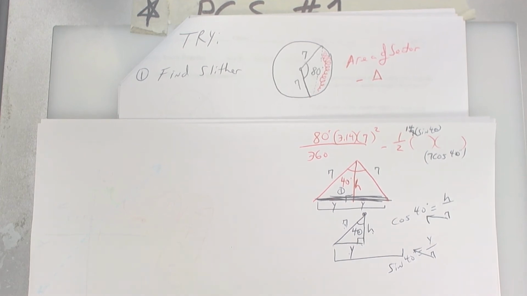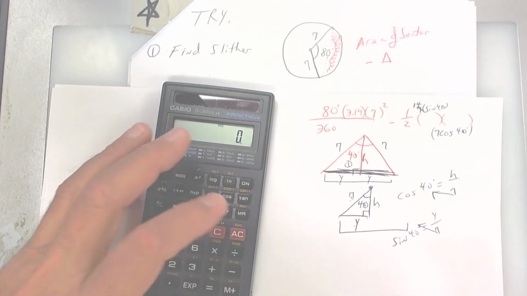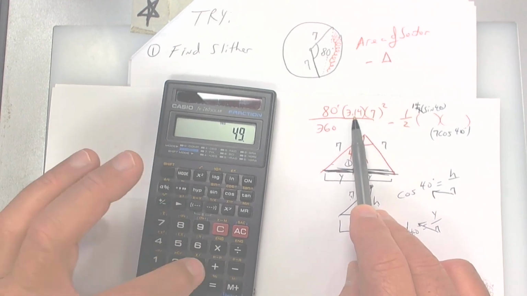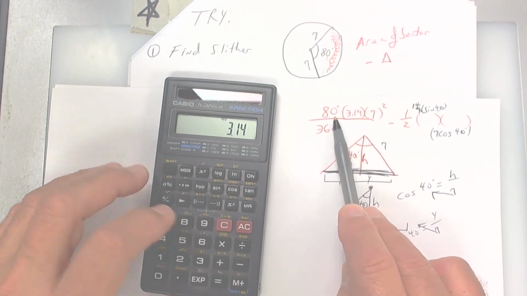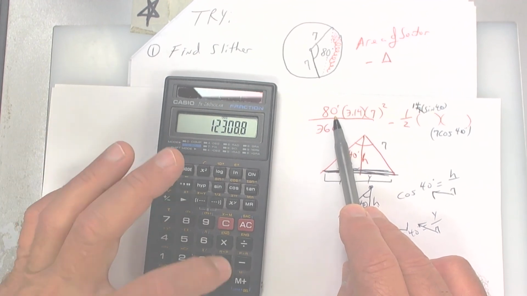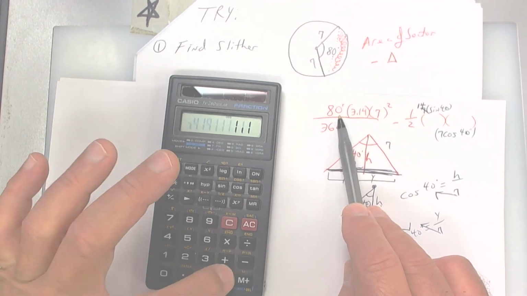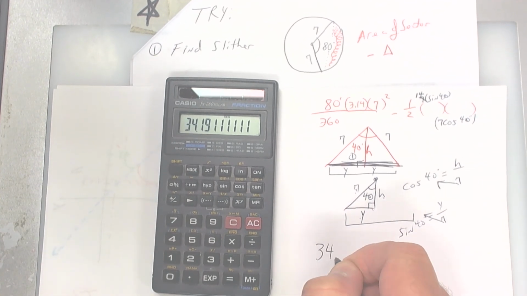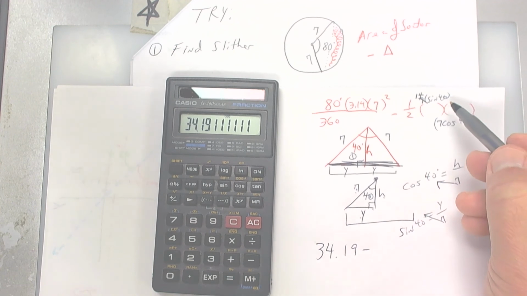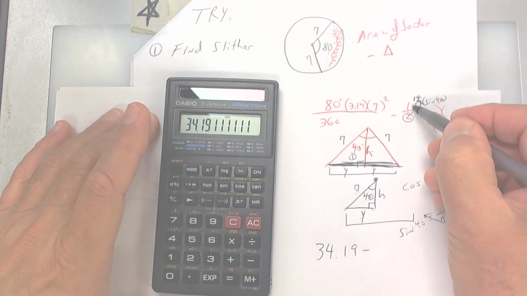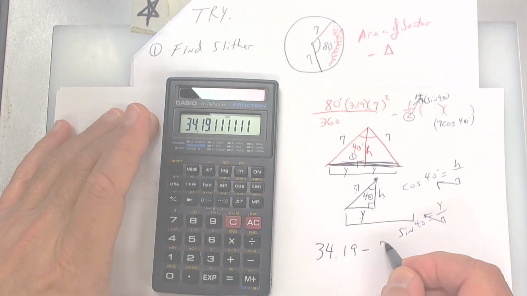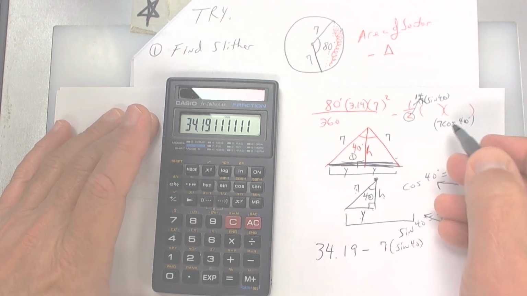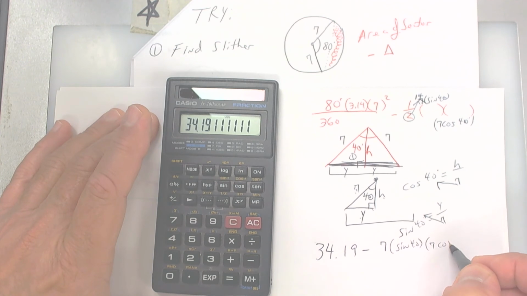Now, if you want to work it, let's try it. 7 squared is 49 times 3.14 times 80, press equals, divided by 360, press equals. I get 34.19 minus, okay, here you're going to do half of 14 is 7. So minus 7 times the sine of 40 times 7 cosine of 40.